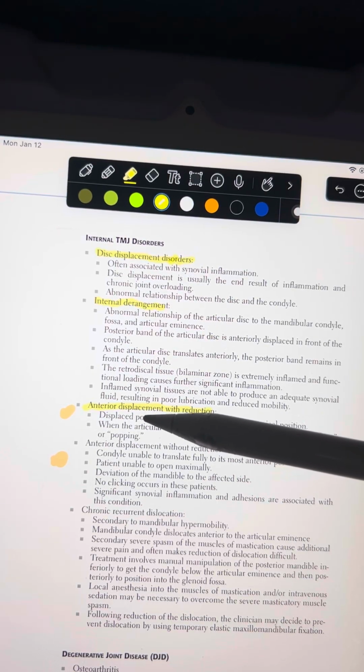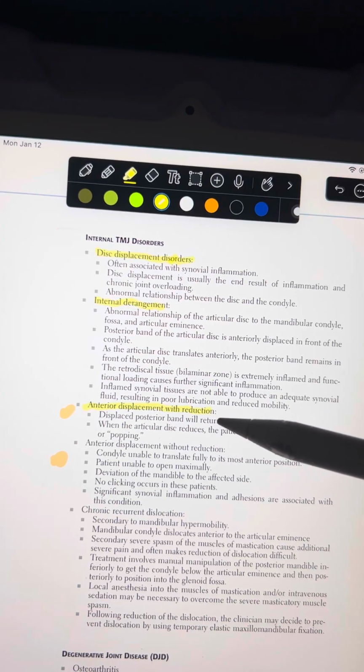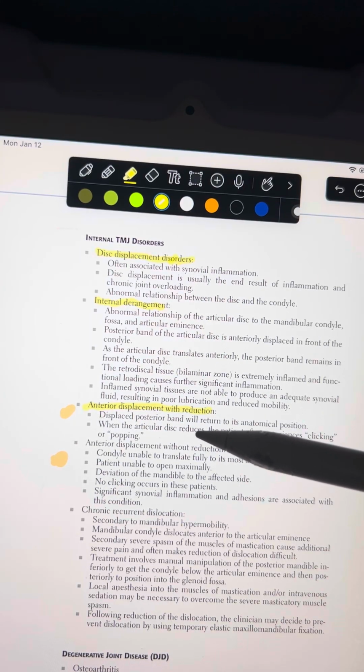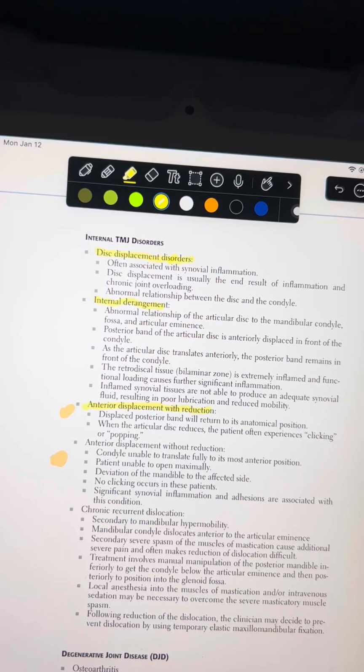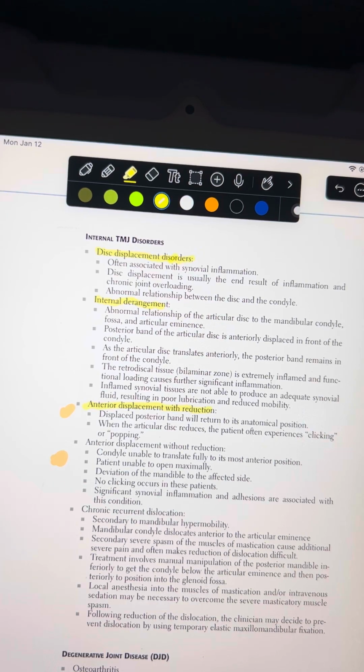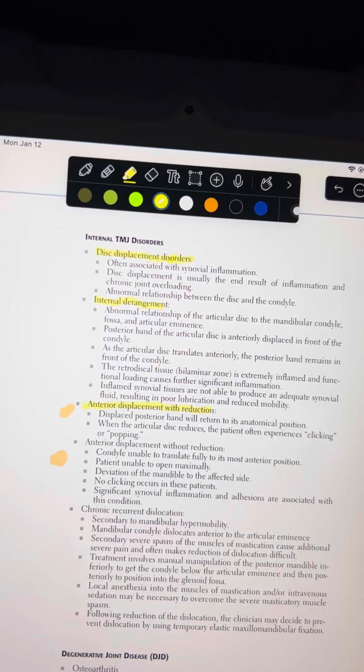So let's start with the first one, that is anterior displacement with reduction. The displaced posterior band will return to its anatomical position. When the articular disc reduces, the patient often experiences clicking and popping. So when the question mentions a clicking or popping sound, then it is anterior displacement with reduction.